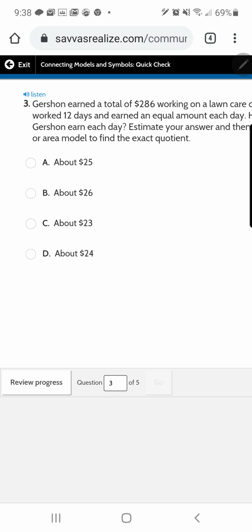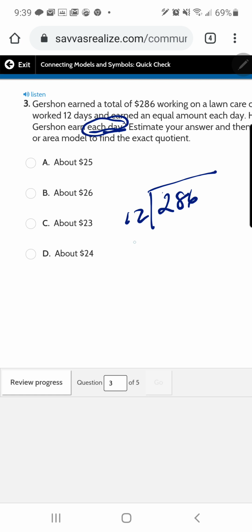So we're going to look at our total. It says $286, which is the amount that he made from working on lawn care, right? And he says that he worked for 12 days to earn that money. So you're going to divide those $286 amongst 12 days to figure out how much he made each day. There's that word again in the question, right? Division.